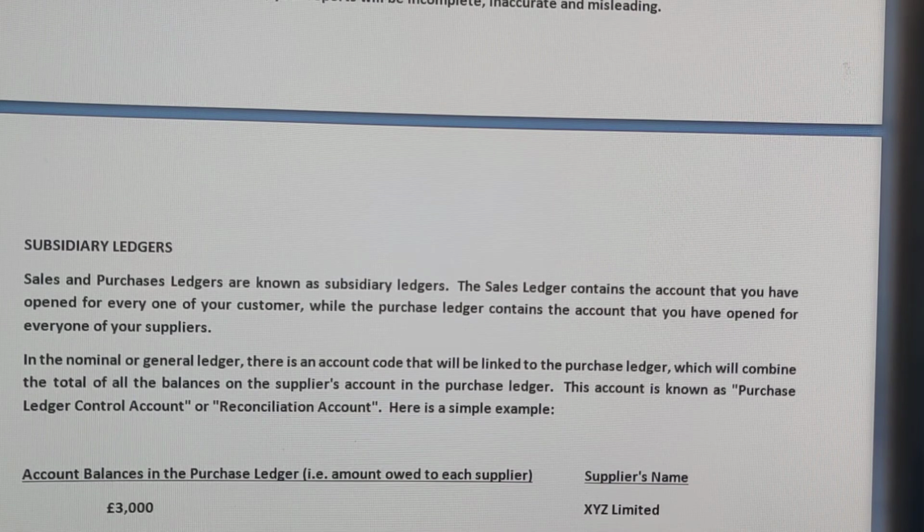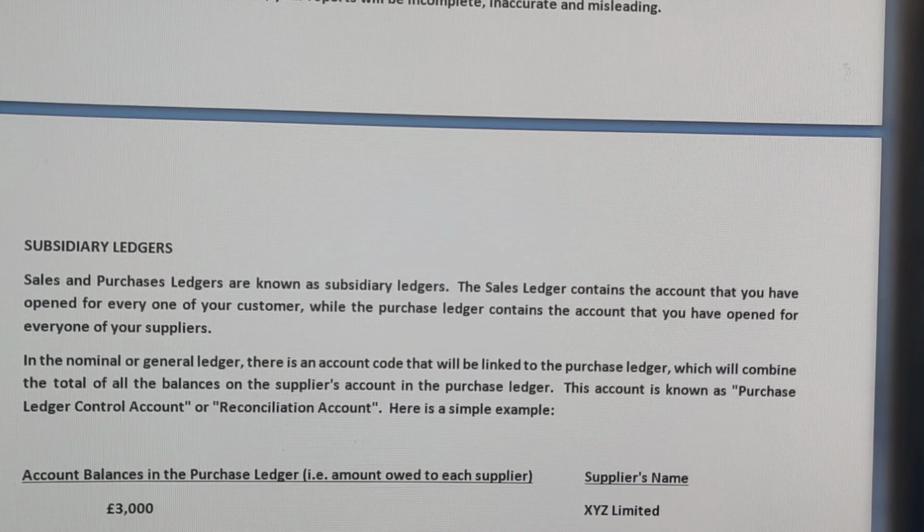Subsidiary ledgers are ledgers that sit outside of the nominal ledger. Examples are purchases and sales ledgers. Those are the main subsidiary ledgers that I know about. The sales ledger contains the account that you have opened for every one of your customers, while the purchase ledger contains the account that you have opened for every one of your suppliers.